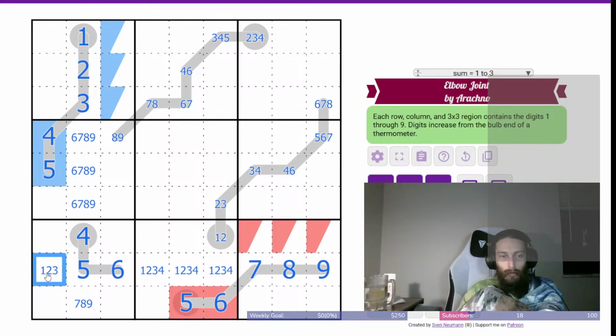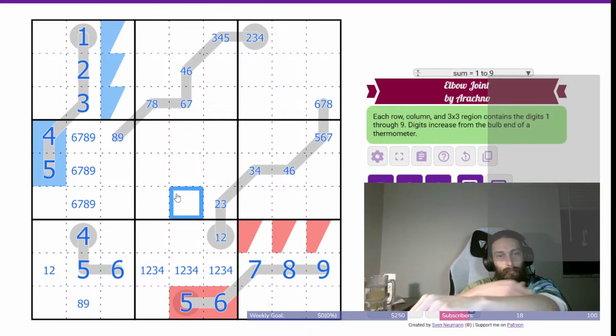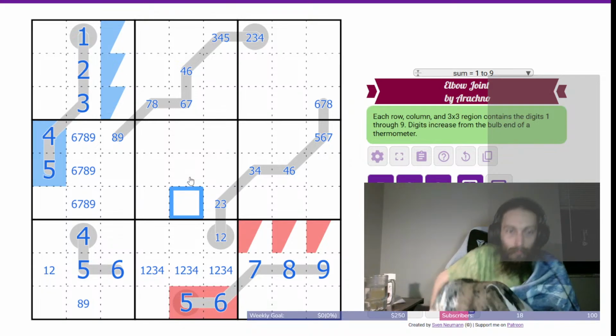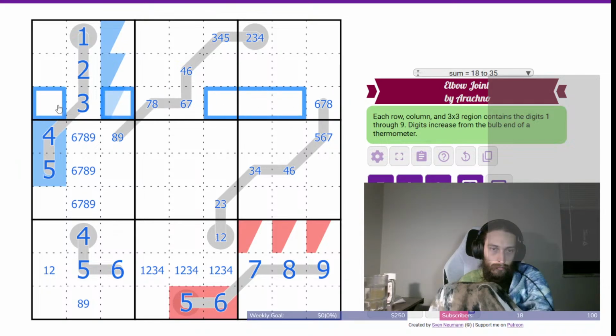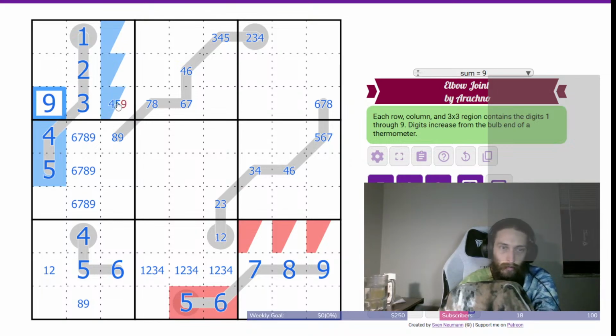Well, that means 3 is one of those, so that's not. 7's one of those, so that's not. All right, row 3 has a 6, 7, 8 triple plus the 3. Row 3. And 1, 2 can't go in box 1. That can't be 4 or 5, so that's a 9.